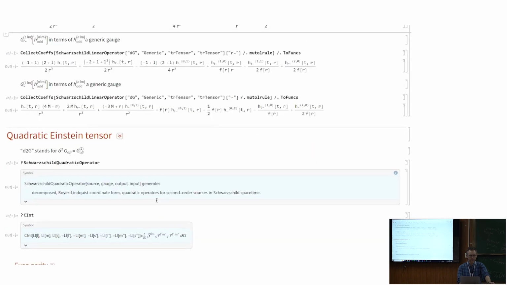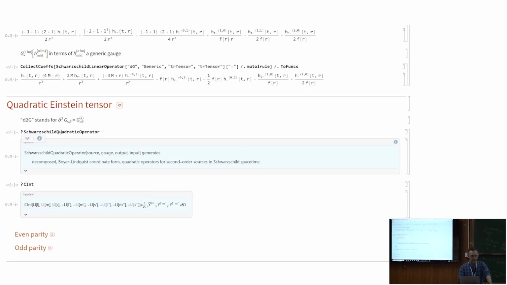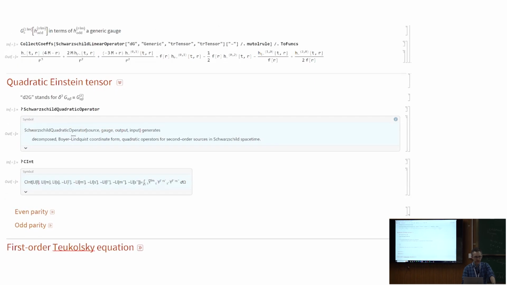Now, let's say we want to go to second order, and we want that quadratic source term. And I want to express it in terms of first order modes. So we get that using this Schwarzschild quadratic operator. Everything here is going to be written in terms of this coupling coefficient that is an integral of 3 spin-weighted harmonics.